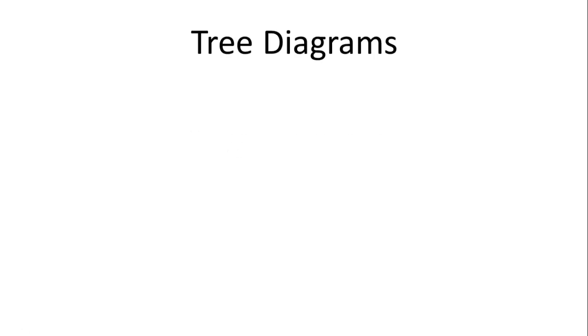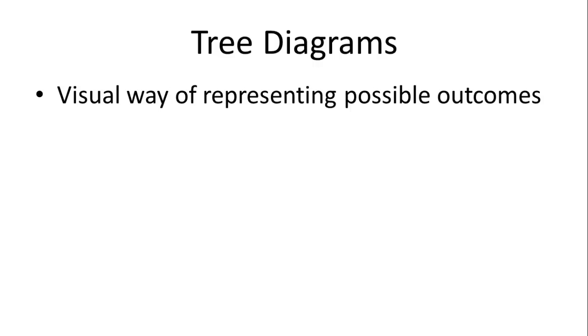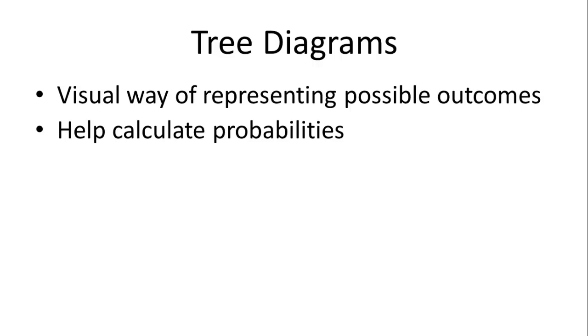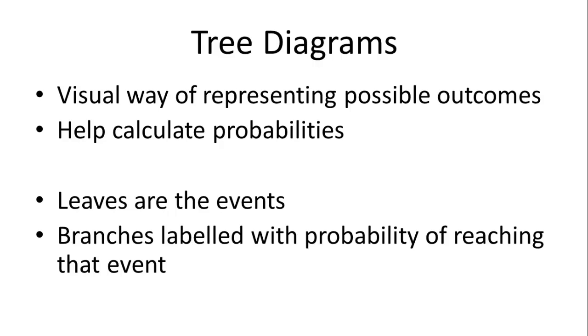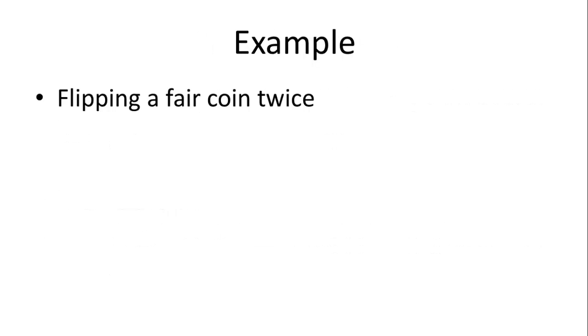In this video, I'll talk about tree diagrams. Now, tree diagrams are just a nice visual way of representing possible outcomes, and it's going to help us calculate some probabilities. Now, the leaves themselves are the events, like heads or red or not 7, and we're going to label the branches with the probability of successfully reaching that event. Halves, thirds, 7/16, that sort of thing.